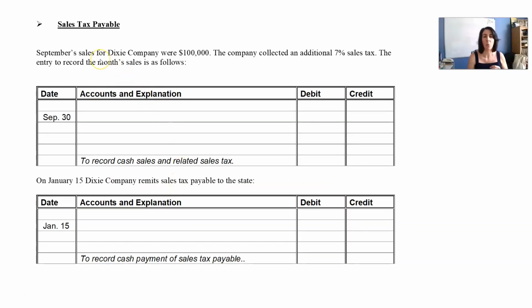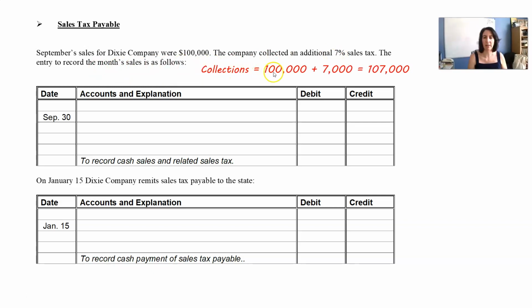All right. One of the things you haven't seen yet is sales taxes. Unfortunately, that's part of regular business, right? That we pay sales taxes on things. So here's an example for us. How do we treat sales taxes? What happens when the business collects sales taxes? September sales for Dixie Company were $100,000. The company collected an additional 7% sales tax. The entry to record the month's sales is as follows.